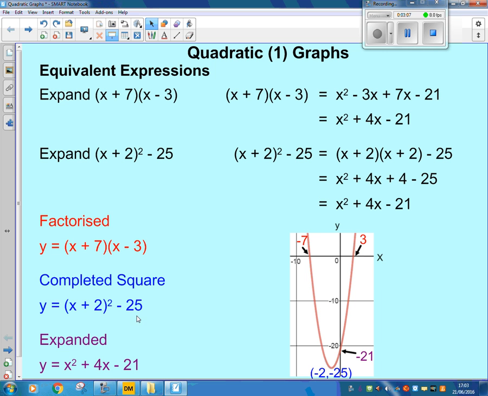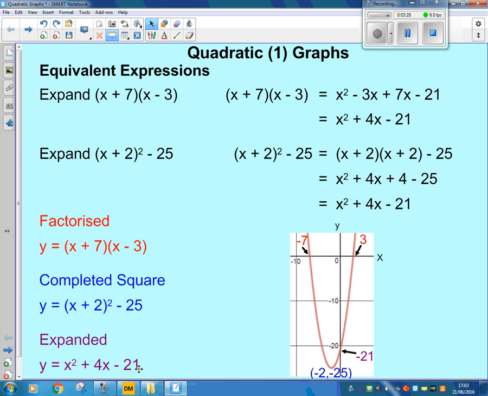And you'll notice that for the vertex, what you do is you've got your plus 2 becomes minus 2 there, because you want to put in minus 2 to get that 0, and the minus 25 gives me the y-coordinate. The expanded form is really good for where the y-intercept is, because you see it there straight away.